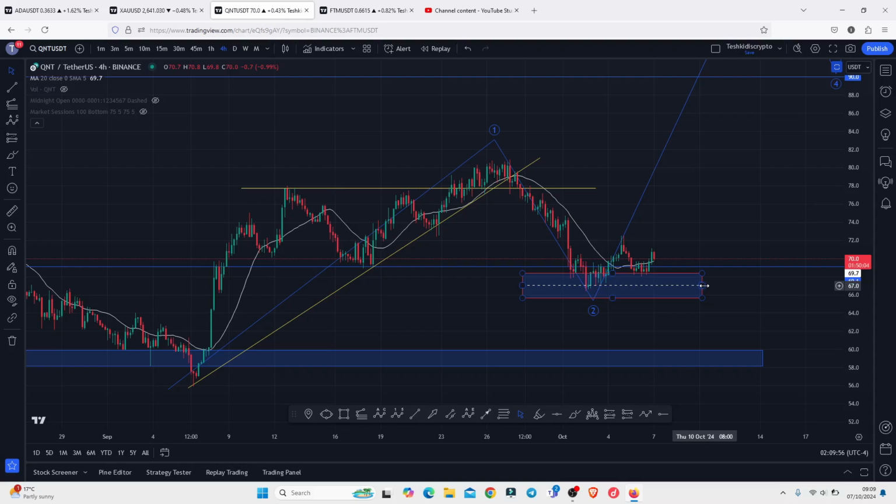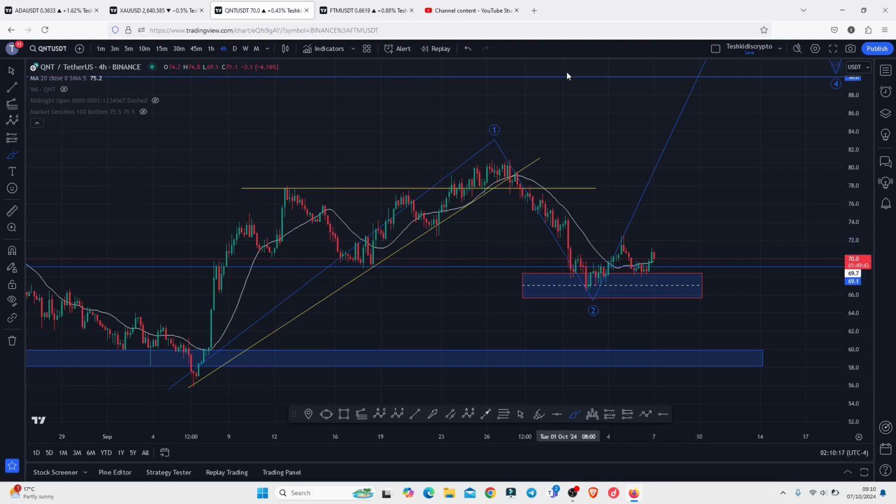QNT has given us a bit of a short-term bounce after bouncing on our key area of support that lies between the $69.1 and the $65.7. And at the time of this recording, we are holding above the 20-day MA here on the 4-hour chart, which is acting as a resistance.